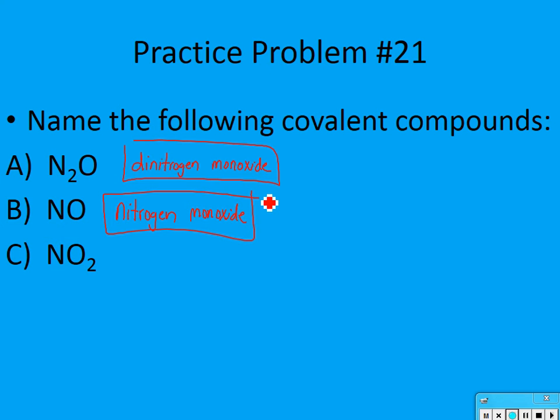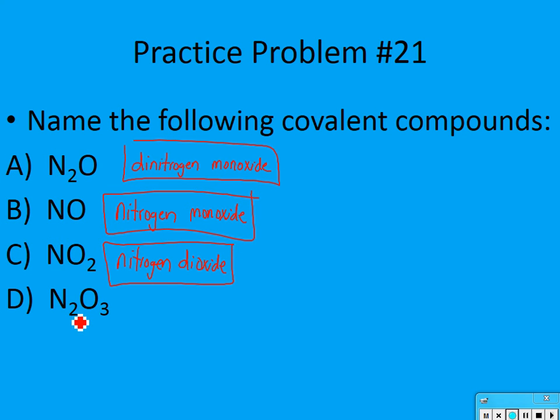What do you think this one would be, guys? Good. Nitrogen, how many? Yeah, two. Dioxide. That's nitrogen dioxide. Very good. This is easier. This is way easier than ionic ones, right? Let's go to D.